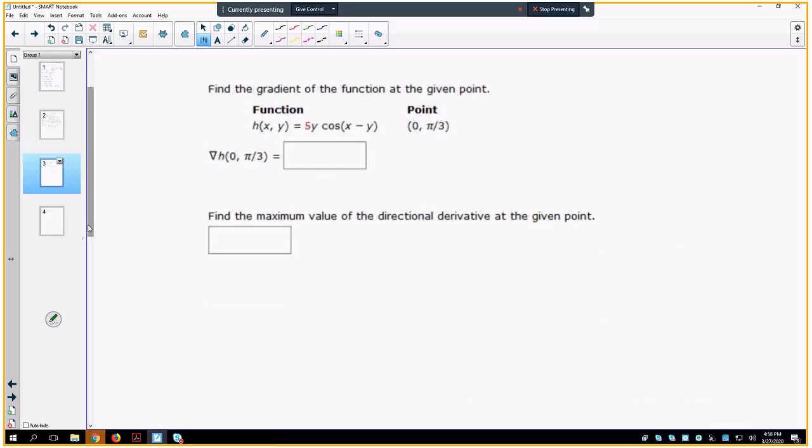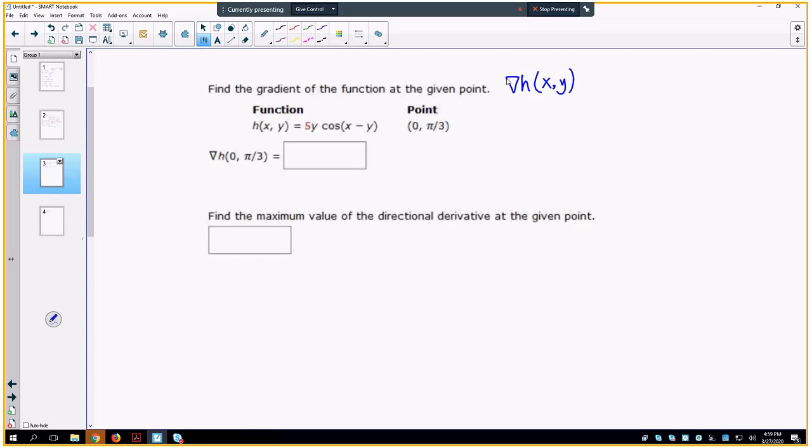So here's one other problem, which first just asks us to find the gradient of the function at a given point. We know how to do that. We just find the partial derivatives. Then it asks us to find the maximum value of the directional derivative at the given point. So we'll talk about that and what that means. But first, let's take the gradient of our function h of x and y.